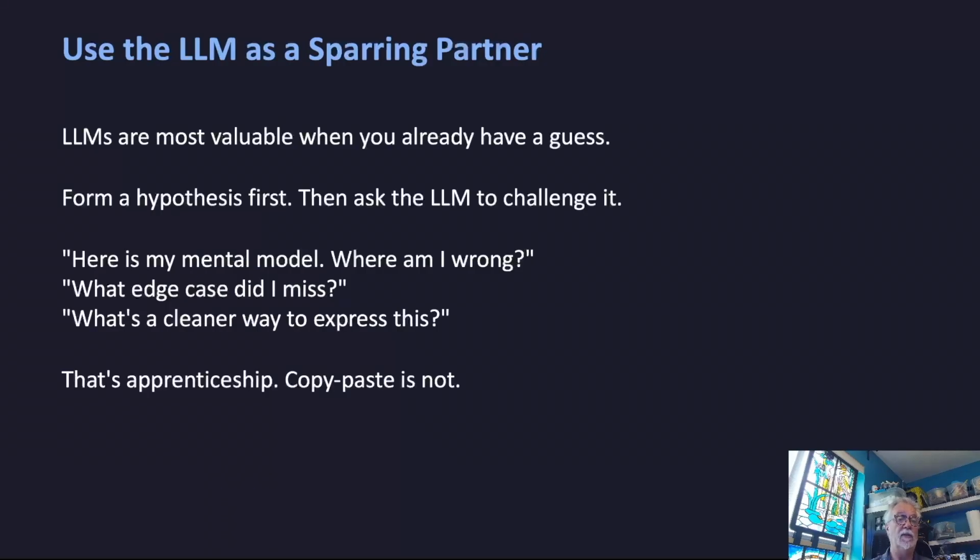So the LLM is a partner for you. You have a guess. Make up a hypothesis, then ask the LLM to challenge it. Here's my mental model. Where am I wrong? So, for example, you could say, I believe that my rectangle will bounce off all walls correctly. Can you show me in my code that that is correct or incorrect? What edge case did I miss? Am I going to bounce off the top? That's apprenticeship.